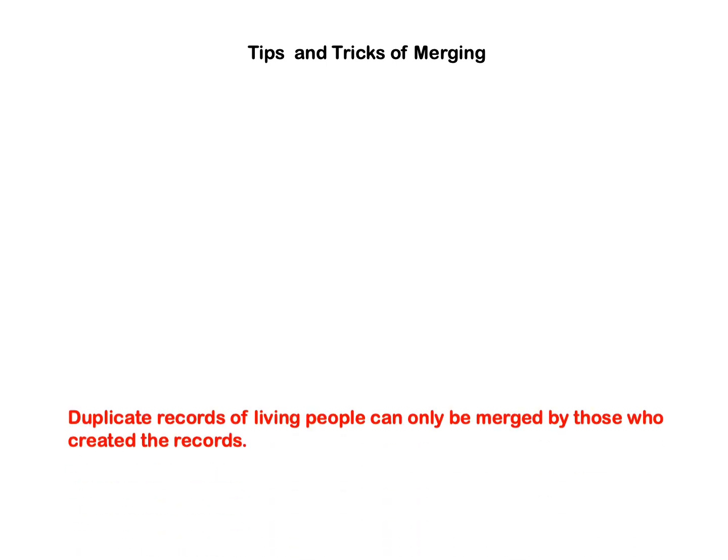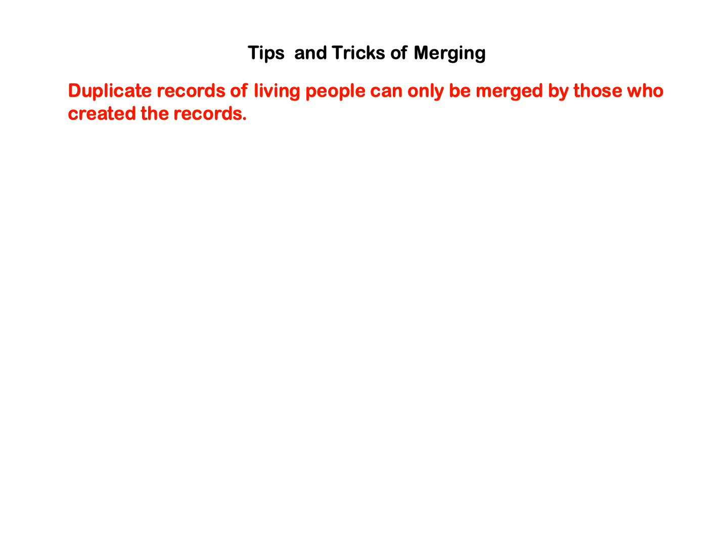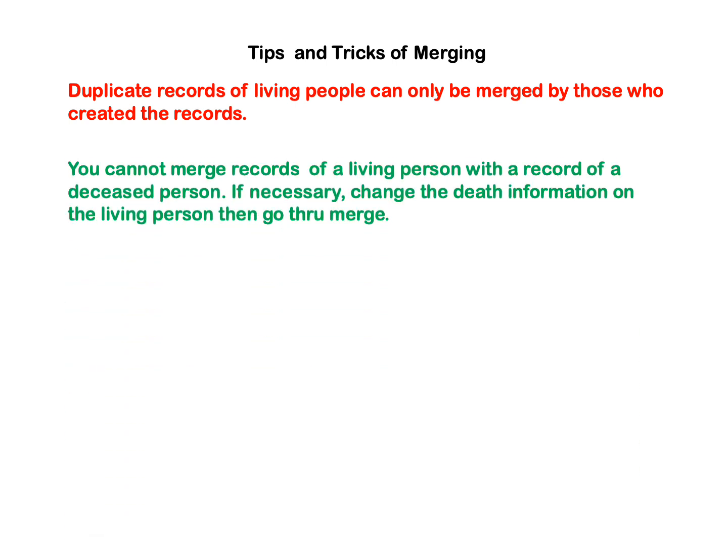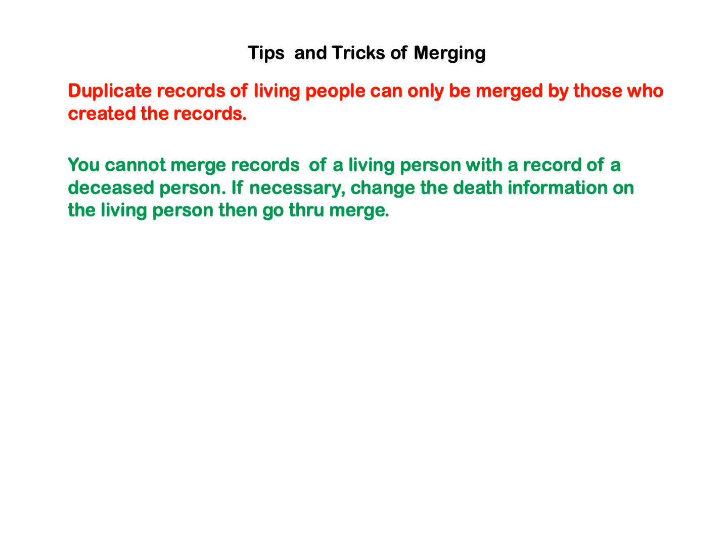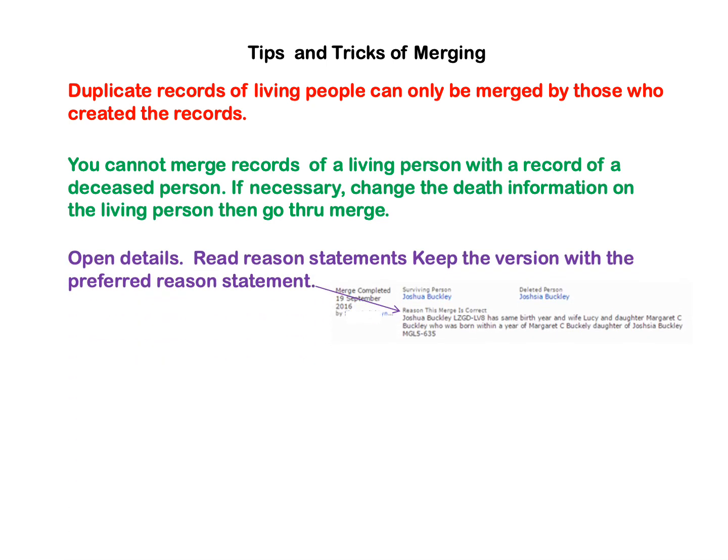Here are some things to know before merging. Duplicate records of living people can only be merged by those who created the records. You cannot merge records of a living person with a record of a deceased person. If necessary, change the death information on the living person, then go through the merge. Open details. Read reason statements. Keep the version with a preferred reason statement.